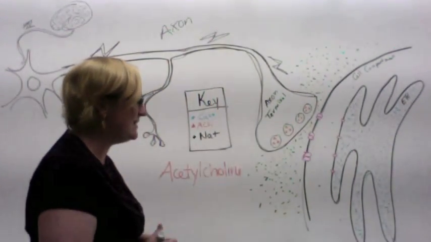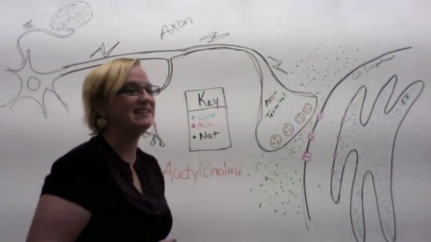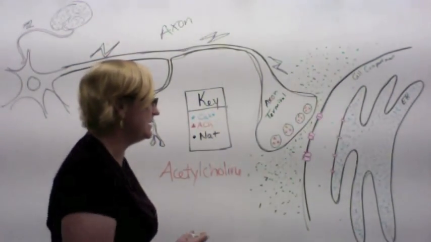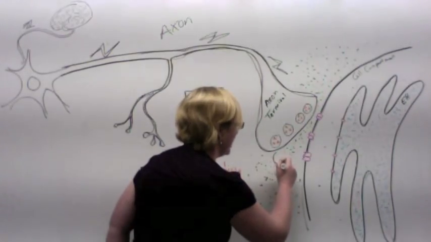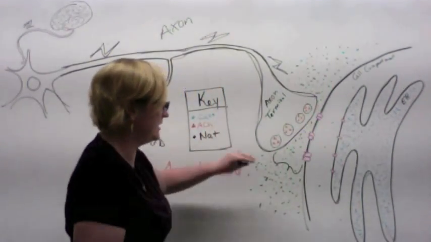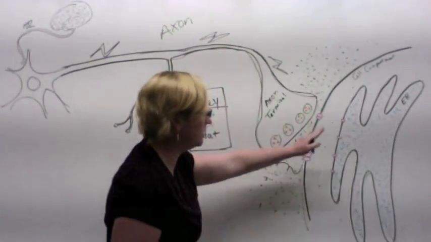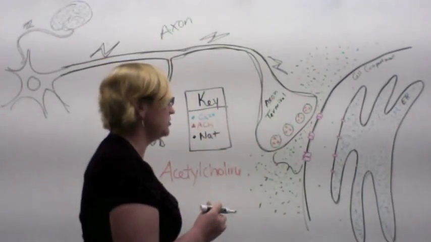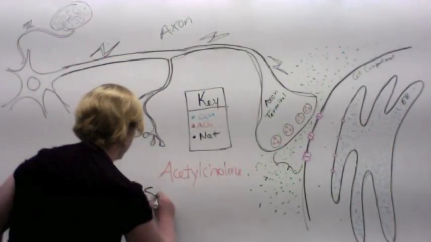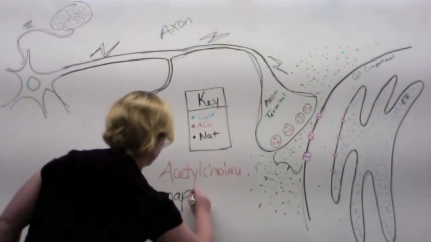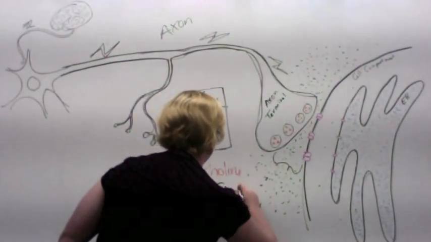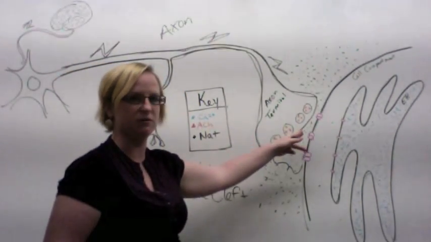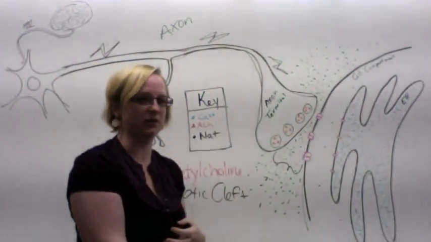So on your list, you should know that you have something called the synaptic cleft. The synaptic cleft is literally this space right here. You can see that here's the neuron, here's the muscle cell, and there's a small space in between. That space is referred to as the synaptic cleft. Literally all it is is a space. This is where the neurotransmitter can be released so it can interact with that muscle cell.